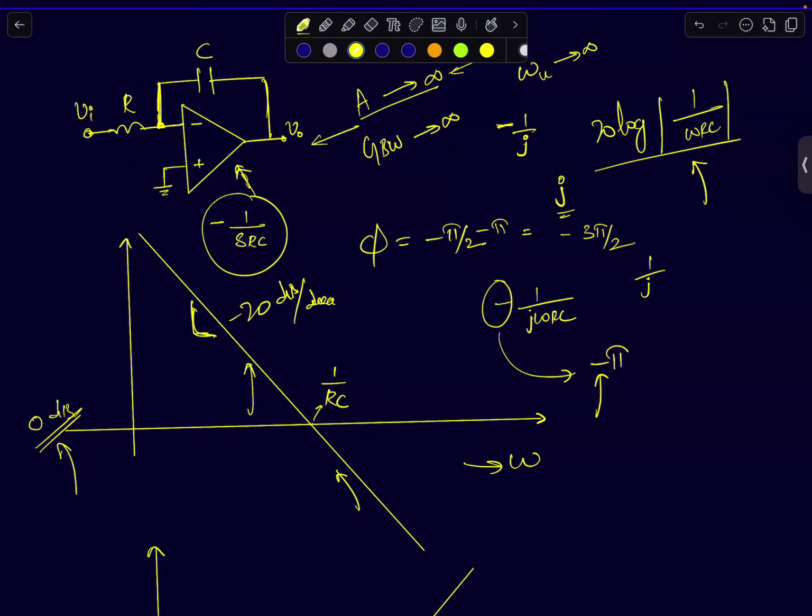1 by j. Due to j, it is j pi by 2. It will be minus pi by 2. So it will be minus pi by 2. So the overall phase shift will be minus 3 pi by 2 or minus 270 degrees.